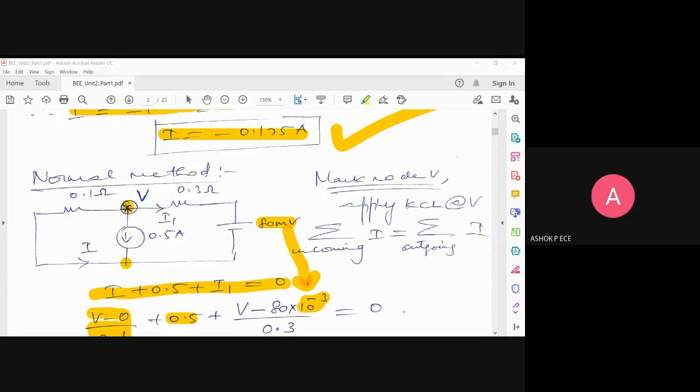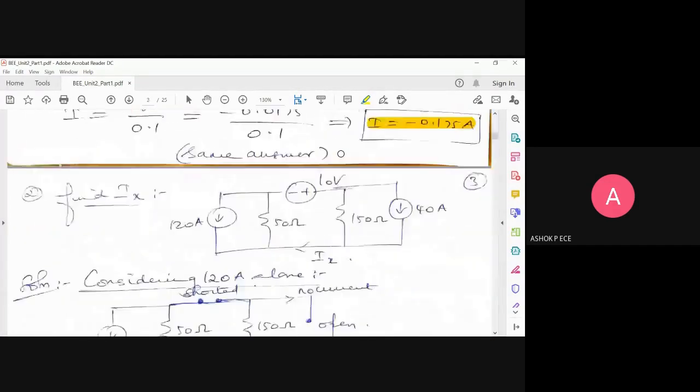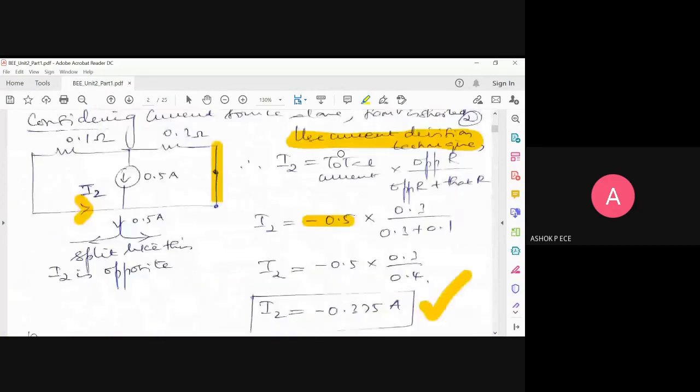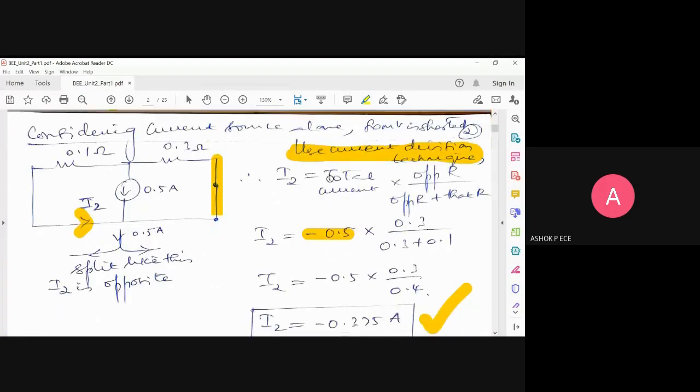Anybody having doubts? Yes, sir. For finding I2, sir, we are using a formula, no, sir. How did that formula arrive, sir? This is the current division technique which I taught you in unit 1. Same thing. See, one current source you have, and the current is dividing and flowing to two resistors. To find the current in this resistor, I told you I'm using the current division technique. You see the formula there.